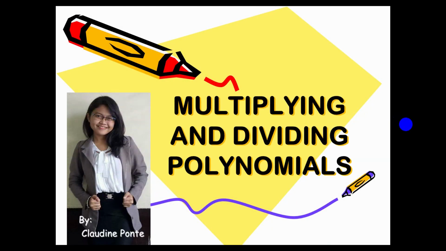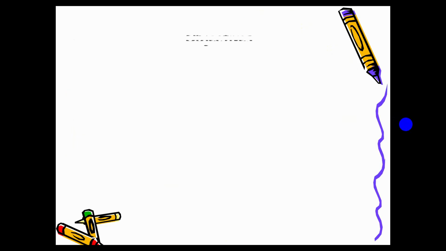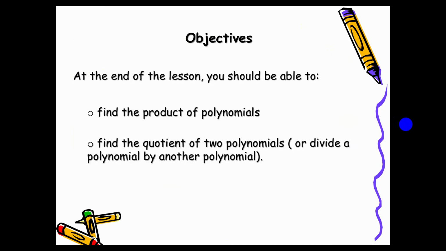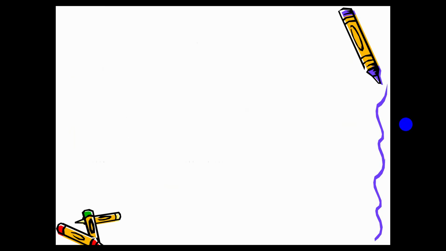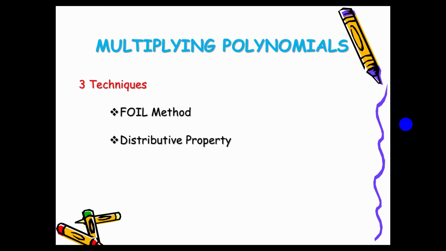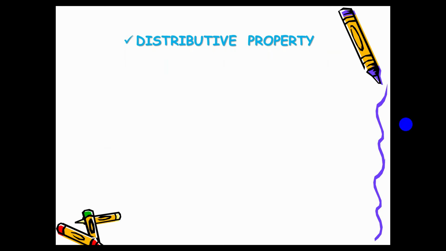Today, we will talk about multiplying and dividing polynomials. At the end of the lesson, you should be able to find the product of polynomials and the quotient of two polynomials. In multiplying polynomials, there are three techniques that can be used. These are the FOIL method, distributive property, and the box method. Let's go first to the distributive property.